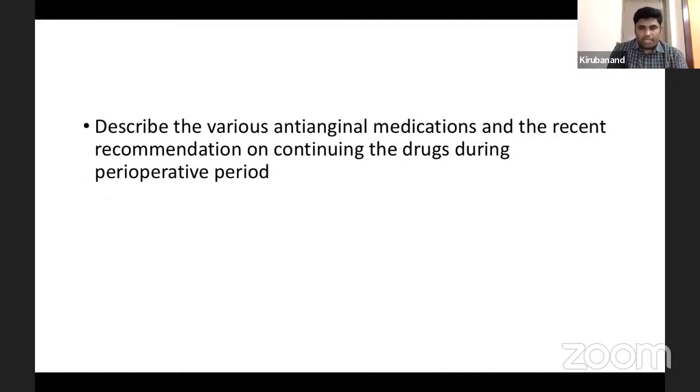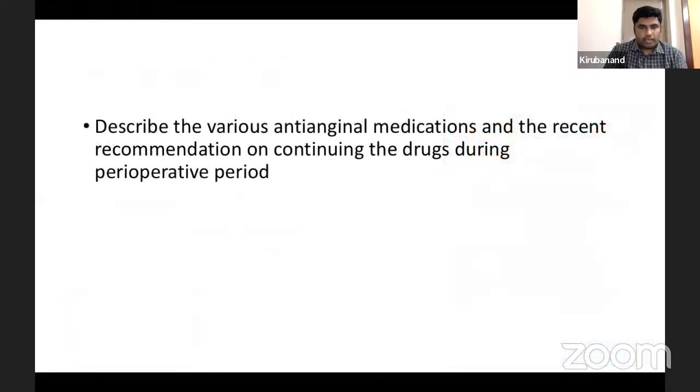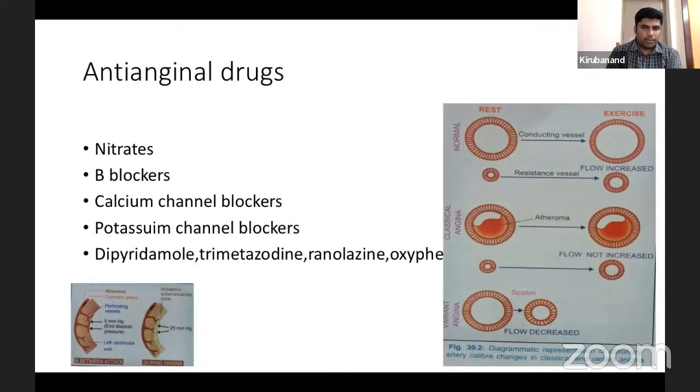Okay. So the patient must be on various medications. Can you explain a few anti-anginal medications and whether you will continue them intraoperatively or stop them? Which are the drugs you will stop? Which are the drugs you will continue? This patient is on tablet nitrates, tablet isosorbide dinitrate, and atenolol 50 milligrams. Okay. So we'll ask them to continue the beta blocker till the day of surgery.